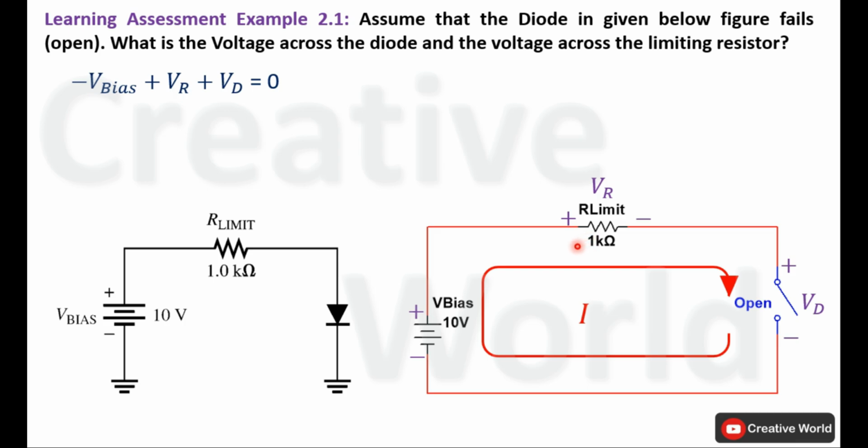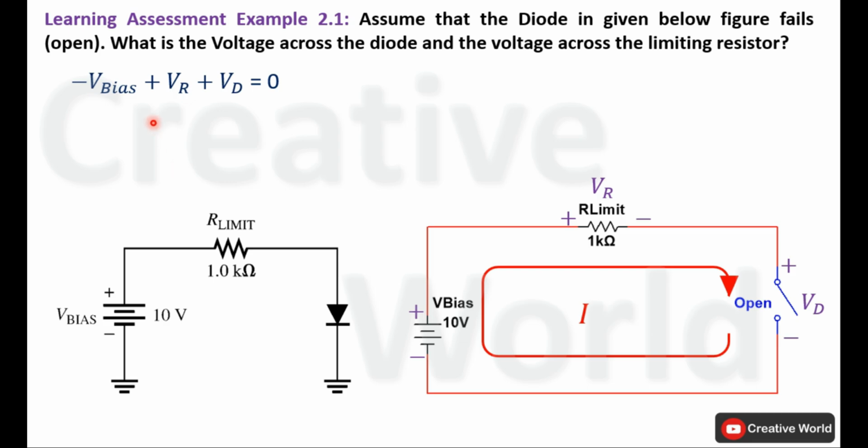Next element is the current limiting resistor. Current entering terminal is positive, so voltage across this limiting resistor, labeled as VR, will be taken with positive sign. Next element is the diode. Current entering terminal is positive, so voltage across this open diode, that is VD, will be taken with positive sign. This is the KVL equation for this closed loop.